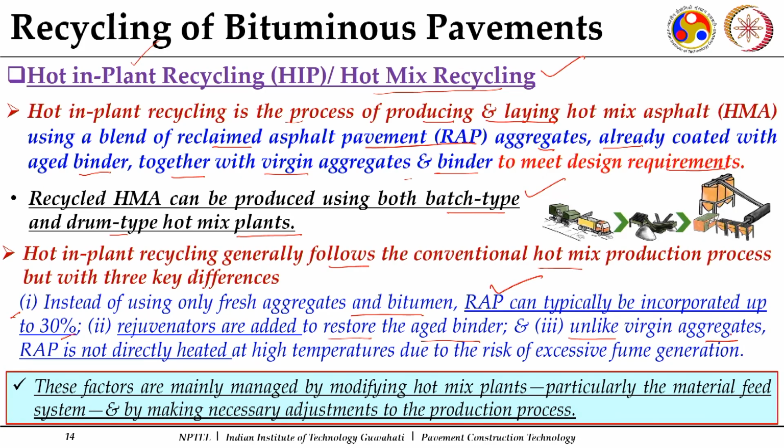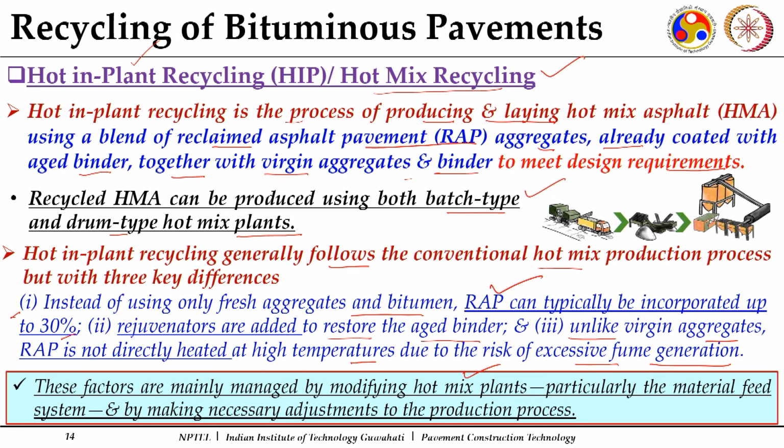So in the case of the virgin mixes which get produced through the batch type plant or the drum type plant, where the aggregates are directly heated, in this case RAP is not directly heated. It is not heated at high temperatures due to the risk of excessive fume generation and excessive aging of the binders. Now, how are these factors taken care of? These factors are mainly managed by modifying the hot mix plant.